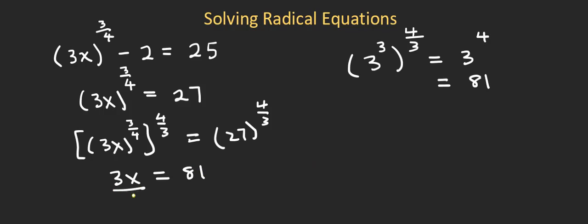So you divide both sides by 3, you get x equals 27. Now you could double check. Plug in 27 into 3x, and then raise it to the 3 over 4, subtract 2, and you'll get 25.